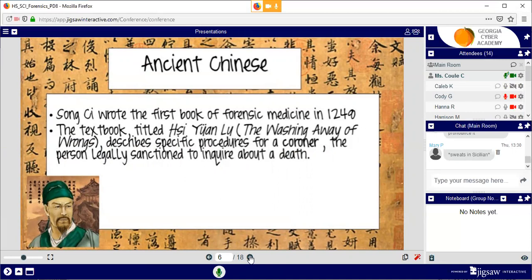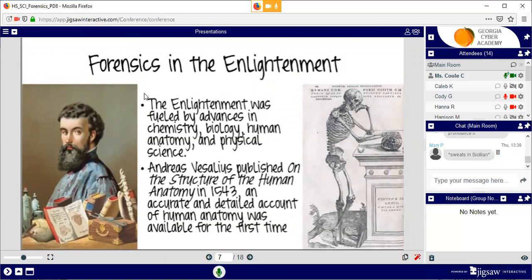During the Enlightenment, we moved on to advances in chemistry, biology, human anatomy, physical science. I mean, that's why it's called the Enlightenment, because they're really just making these advancements in all these scientific fields. And then this guy, Andreas Vesalius, I'm really working on my phonics skills today, published on the structure of human anatomy in 1543, and it was a detailed account of human anatomy that was available for the first time. Okay, I'm not going to ask you all of these names. The guided notes in Canvas are going to tell you the ones that I'm looking for, but I just want you to know who these people are because they were important for the development of forensics.